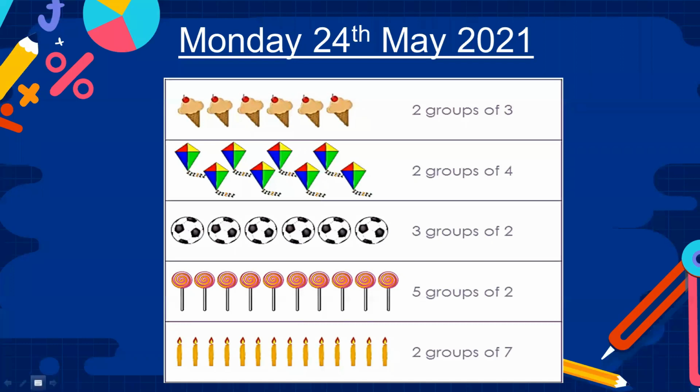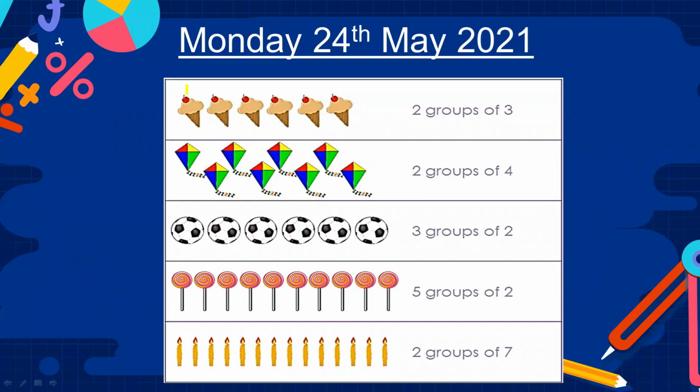Please write the date first. So today is Monday, 24th of May, 2021. So I want you to draw all the objects on your screen. Okay, so we have 1, 2, 3, 4, 5. Draw ice creams, kites, soccer balls, lollipops, and candles. So you have to circle the correct number of images in groups as indicated.